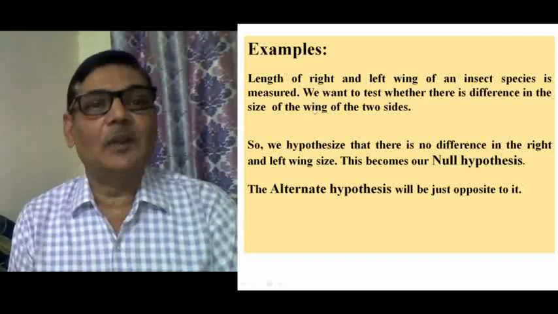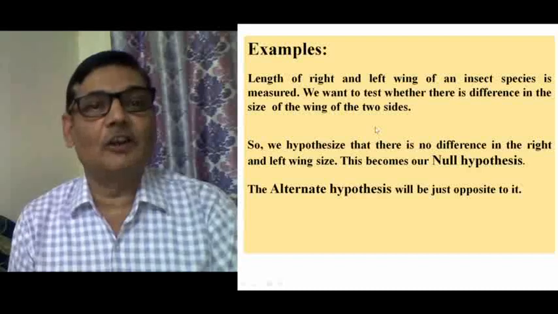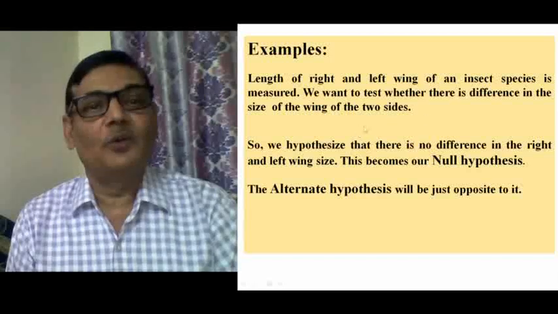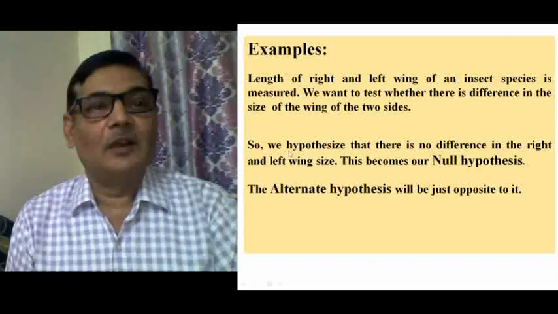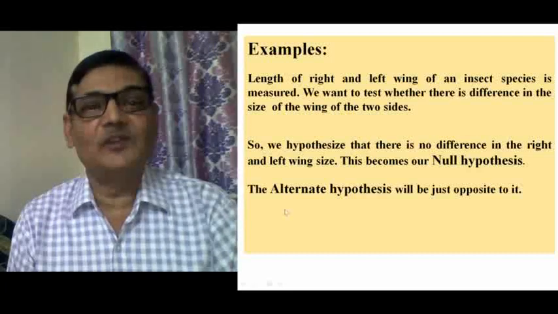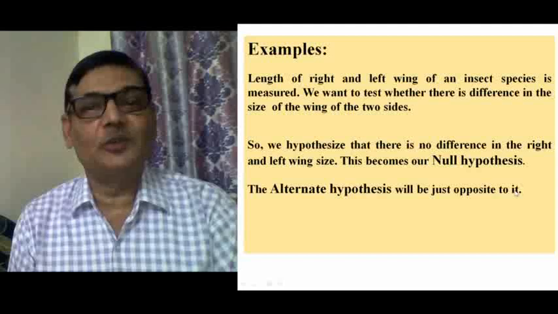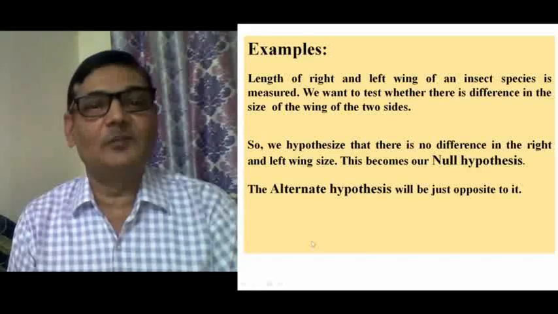And then we can apply a t-test to see whether the size of wing of both sides differ significantly or not. So we establish a hypothesis, and in the beginning we will be considering that the wing size of right and left do not vary from each other. So we hypothesize that there is no difference in the right and left wing size, and this becomes our null hypothesis. The alternate hypothesis will be just opposite to it. That is, there is a difference between right and left wing.